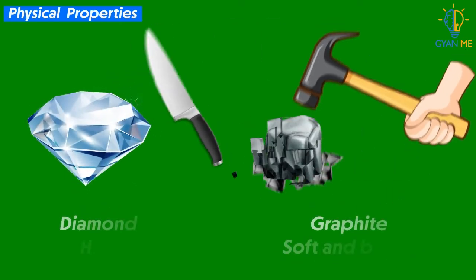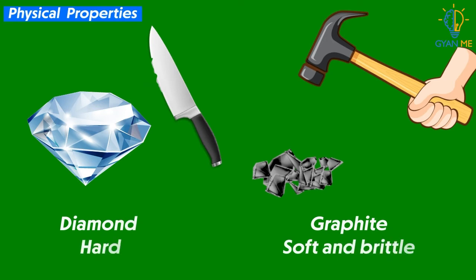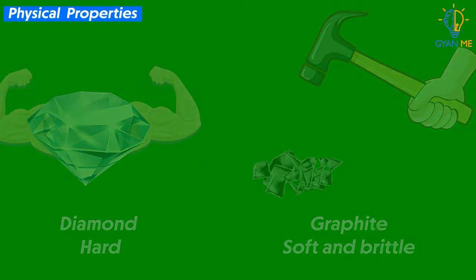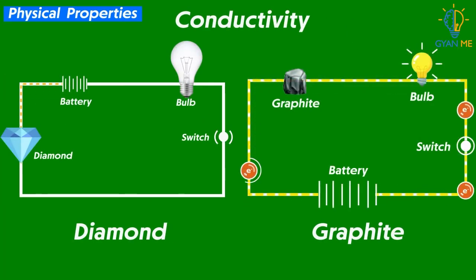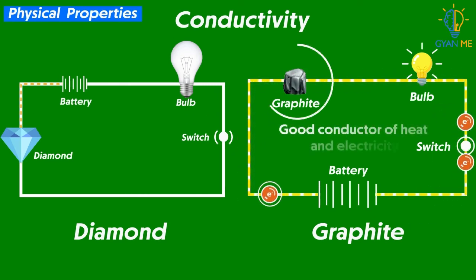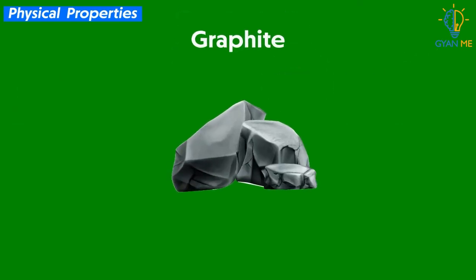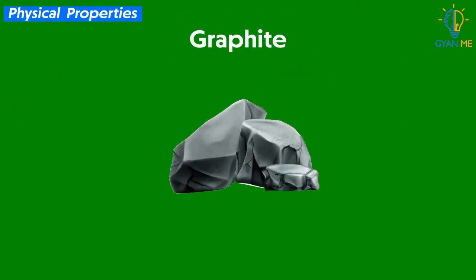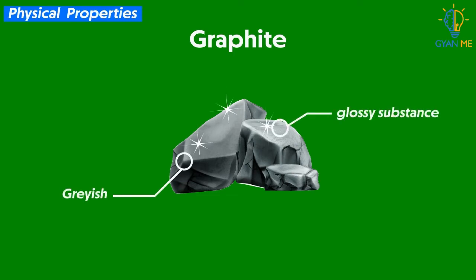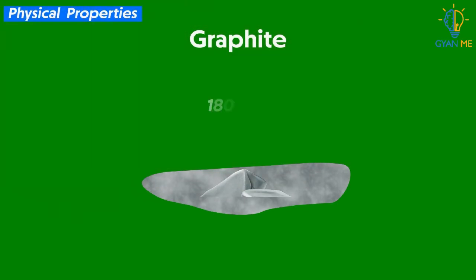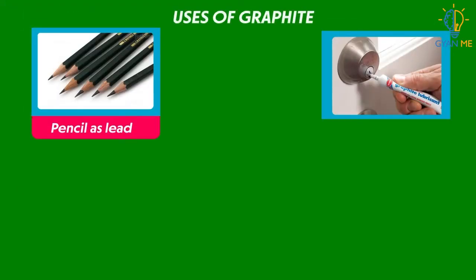which makes graphite soft and brittle. Because of this arrangement, movement of free electrons is possible, and thus it is also a good conductor of heat and electricity. You must have seen graphite in your day-to-day life. It is a grayish, glossy substance. Its melting point is about 1800 Kelvin. It is used in pencils as lead and as a lubricant.